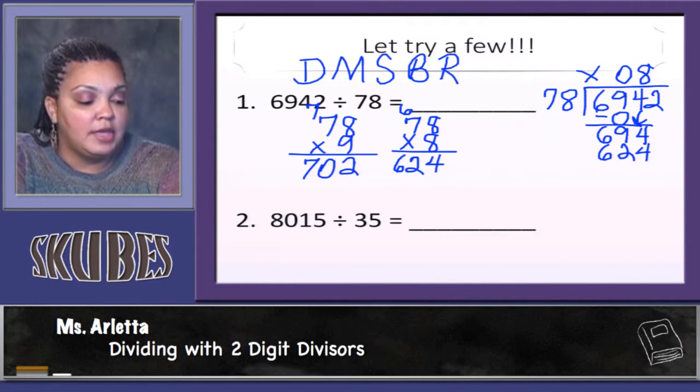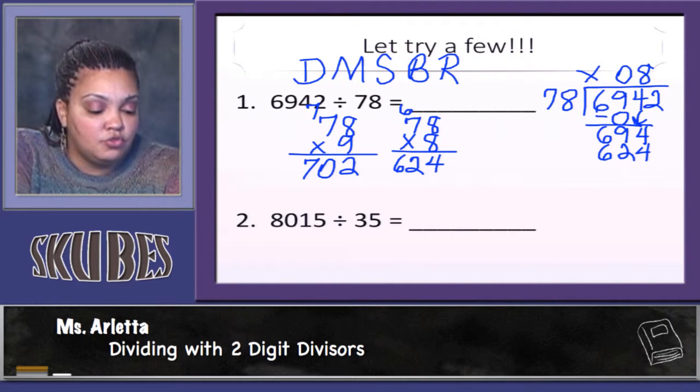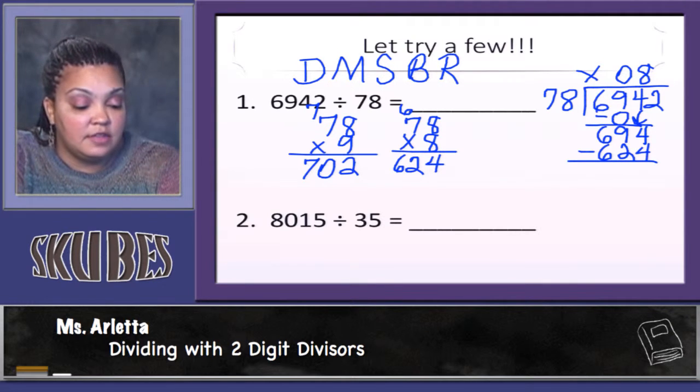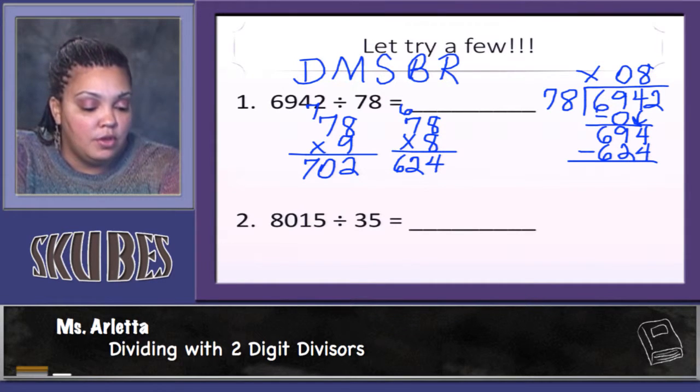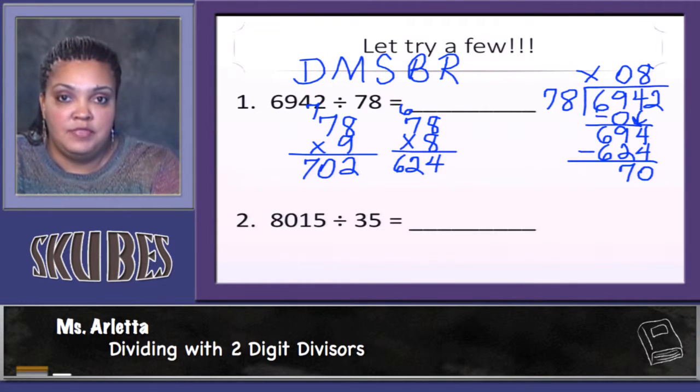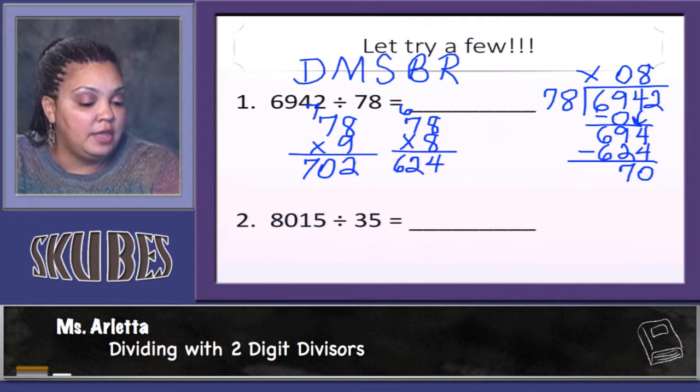And after your multiplication, the S means we need to subtract. So we're going to subtract 694 minus 624. 4 minus 4 is 0, and 9 minus 2 is 7. After our S, we see a B, and the B stands for bringing down.